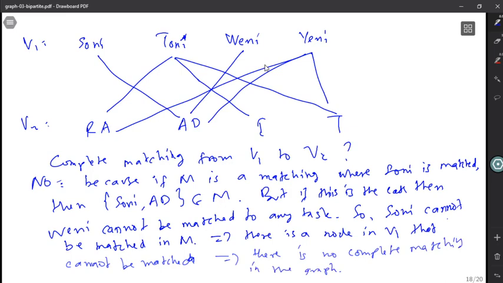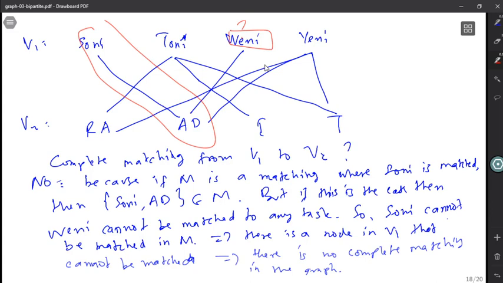So that's the reason. If you look at this more closely, you see that if you match this, then Winnie cannot be matched to any node, right? Regardless of whether you could match Tony and Yenny to any other task. All right, so that's an example where we have a graph that contains no complete matching.